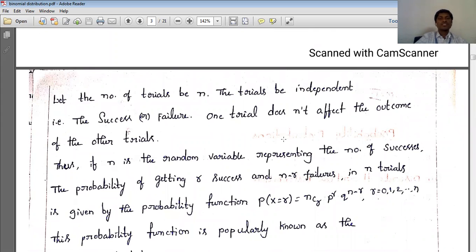Like a simple example, writing a regular exam and a supply exam. Is there any common thing, does one show any effect on the other? Some people may take it seriously, but when they get the result, they go poor again. In the same way, one trial should not affect another trial. A trial is nothing but an experiment, and writing an exam is also an experiment. Number of times is the number of trials.